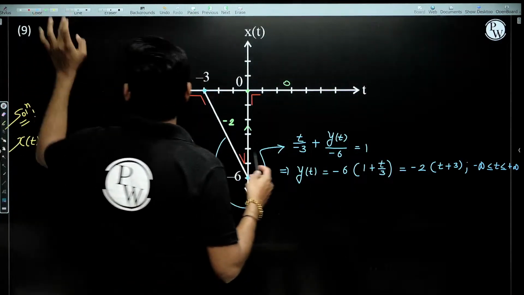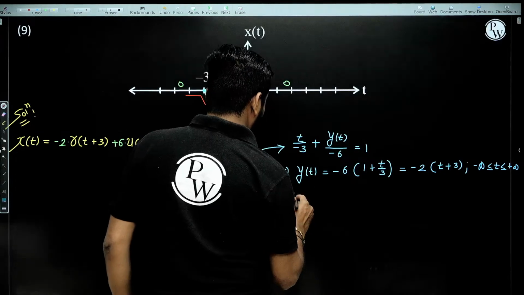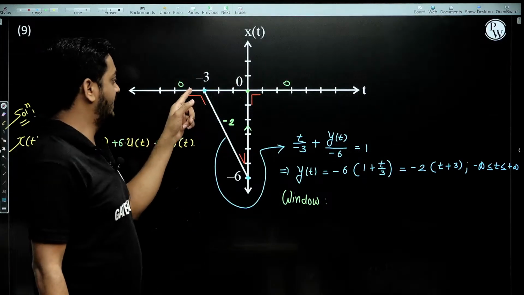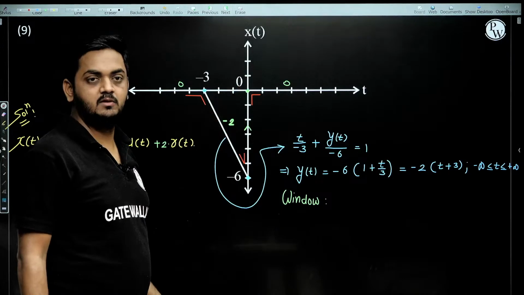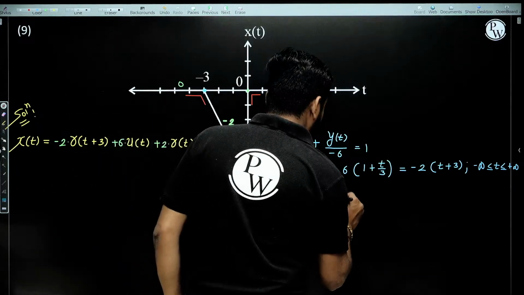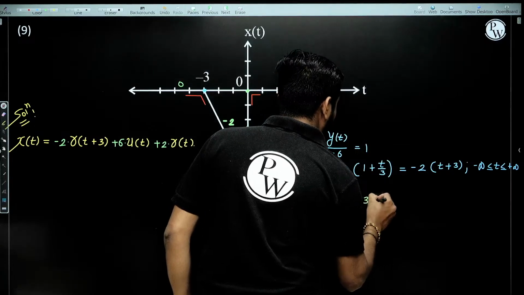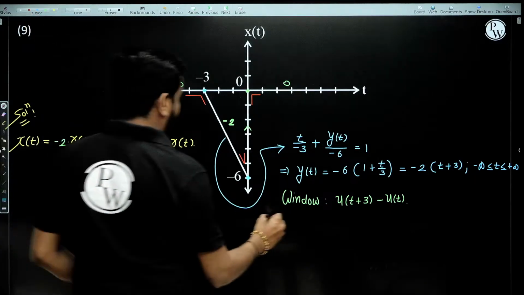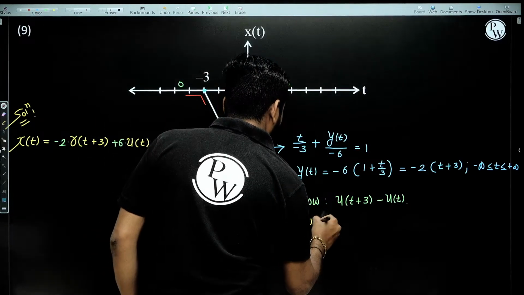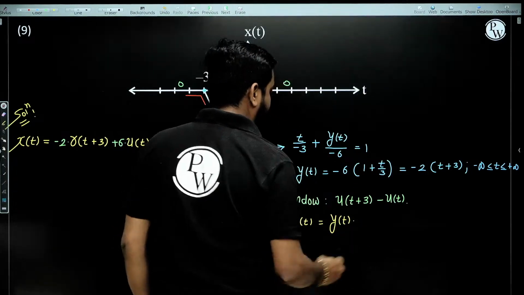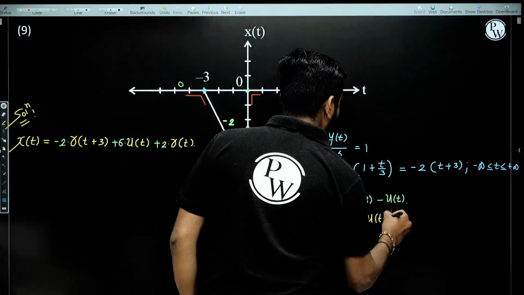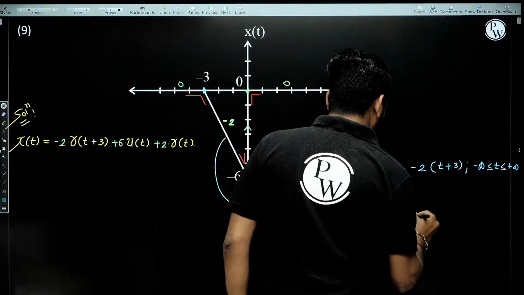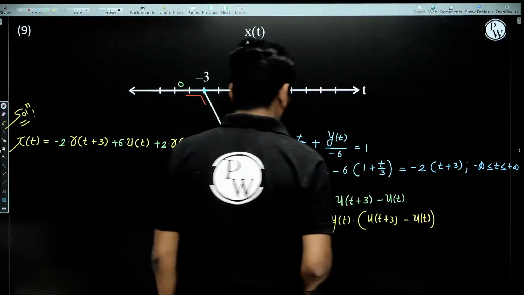Now window function, guys. You want a ramp function starting from minus 3 and ending at 0, between minus 3 and 0. So the window function should start from minus 3: u of t plus 3 minus u of t, guys. Window function. So what is your x of t, guys? The x of t is nothing but y of t into this window function. The amplitude of a window function is always 1, guys. You have to take amplitude 1 always for the window function.